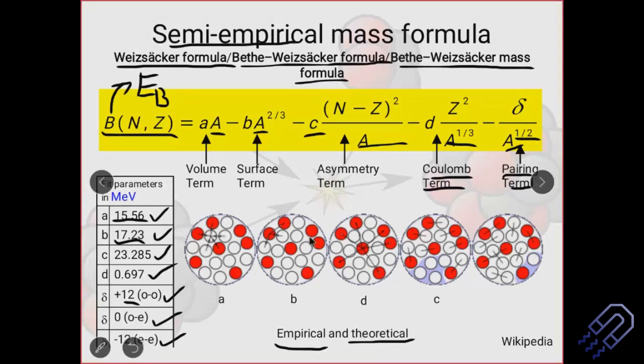What do I mean by volume term? I'm going to come to the next slide and try to explain it in a different way. The first term is volume. What does it mean? Let's say this white one is proton and the red one is neutron. This proton will be randomly surrounded by a number of protons and neutrons. They will actually form a volume, okay? So it will exert equal attraction, because they are very close to each other and their nuclear force is acting here, equal attraction from all the directions.